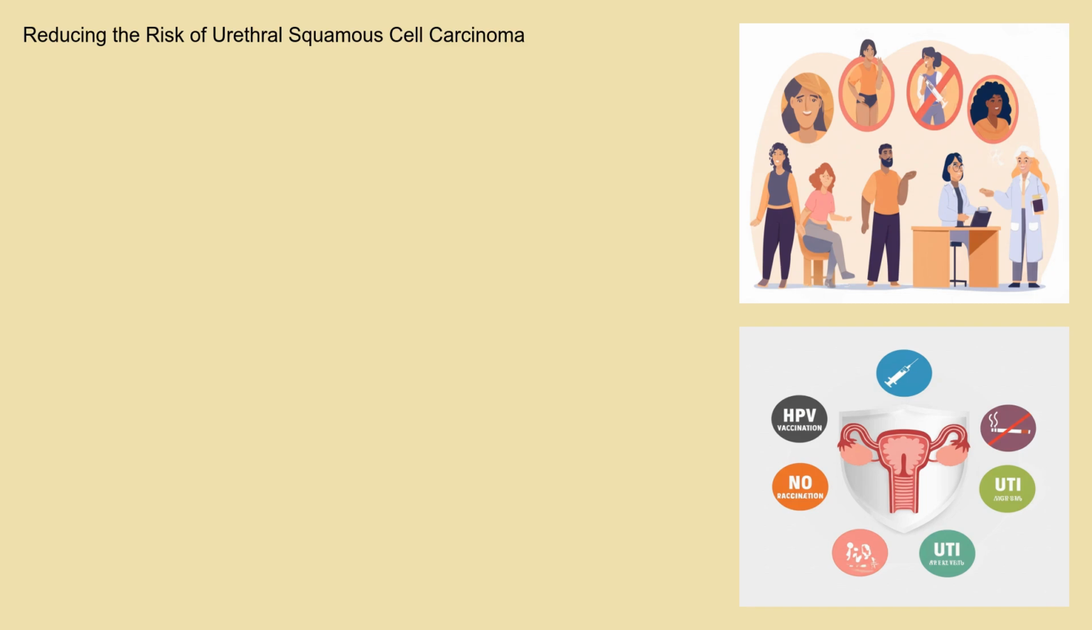While it's impossible to completely eliminate the risk of urethral squamous cell carcinoma, there are several steps you can take to reduce your risk. Vaccination against HPV can significantly lower your risk of HPV-related cancers, including urethral cancer. Practicing safe sex, including using condoms, can also reduce your risk of HPV infection. Avoiding smoking is crucial, as smoking is a known risk factor. Promptly treating urinary tract infections and other conditions that cause chronic urethral irritation can also help. Finally, regular checkups with your healthcare provider can help detect any problems early, when they are more easily treated.